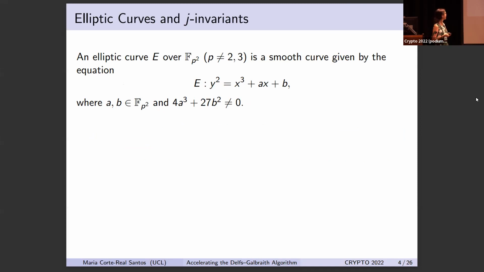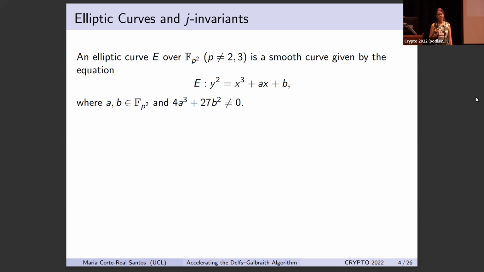So in isogeny-based cryptography, we study elliptic curves. And an elliptic curve is a smooth curve given by this equation, where you have y squared equals some cubic, and A and B lie in FP squared. And because we normally use cryptographic size primes, we can assume that P is not 2 or 3, so there are no issues with that.